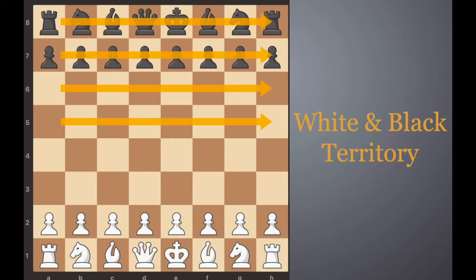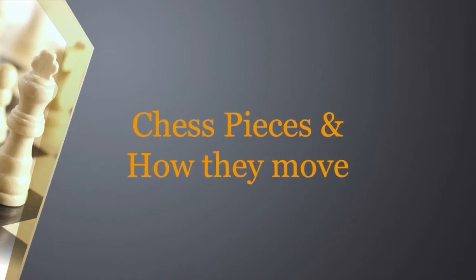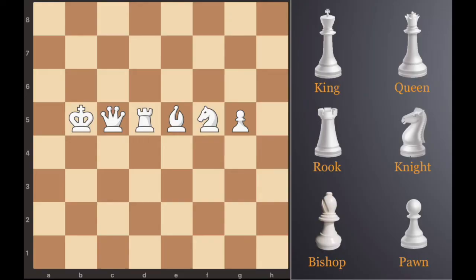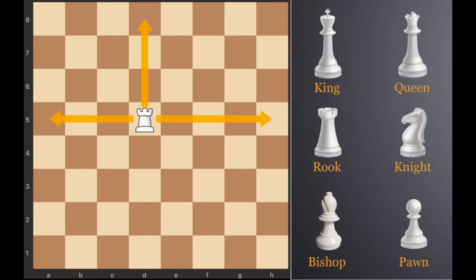Next we will learn about the pieces. In chess we have 6 different types of pieces: king, queen, rook, bishop, knight and pawn. Each piece has its own unique way to move. The first piece that we are going to discuss is the rook. The rook can move any number of squares vertically or horizontally. It can capture an opponent's piece by occupying the square.